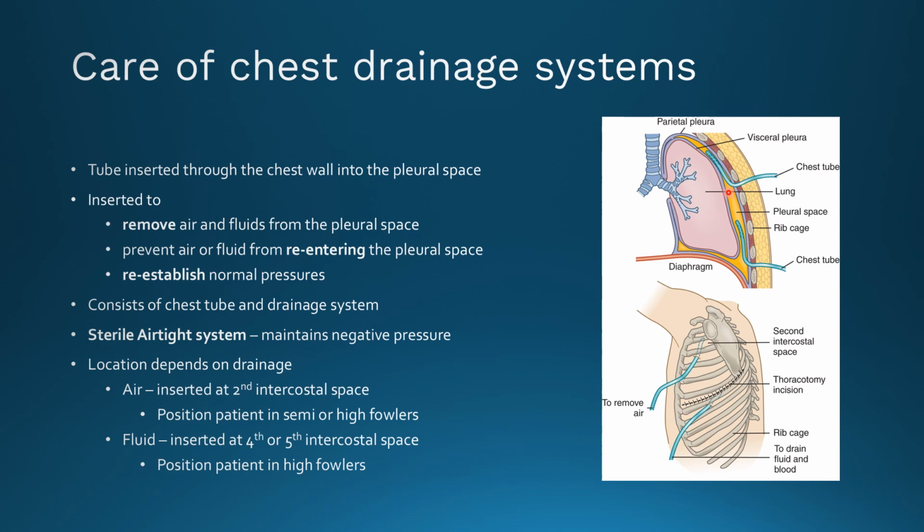Or if we have fluid, so a hemothorax, we are going to insert the chest tube at the fourth or the fifth intercostal space and position the patient in high Fowler's to suck up that hemothorax. And sorry, I said we are going to insert. We are not inserting a chest tube. A physician or someone with advanced training is inserting the chest tube. This is just an easy way to identify if the chest tube was inserted for air or fluid, as one of our assessments or one of our checks if a patient has it.